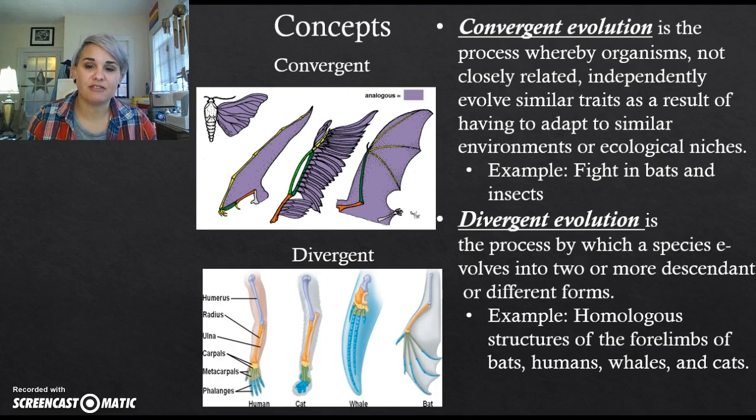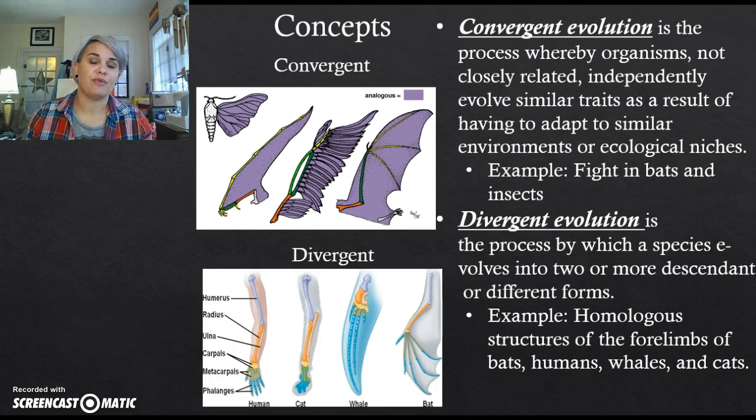So then we have divergent evolution, and that's the process by which a species evolves two or more descendant or different forms. So, okay, we have here in the example the structures of the forelimbs in bats, humans, whales, and cats. So if you look at the graphic, the bones that are the same color are homologous to each other. So like the humerus, the radius, ulna, carpals, metacarpals, phalanges, you can see how those structures are different in the different organisms. So that is an example of divergent.